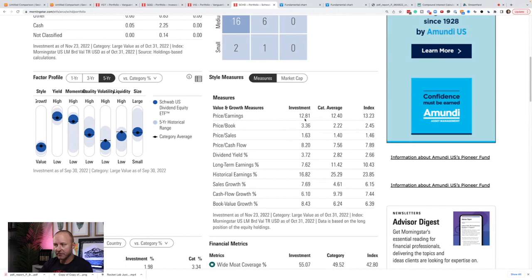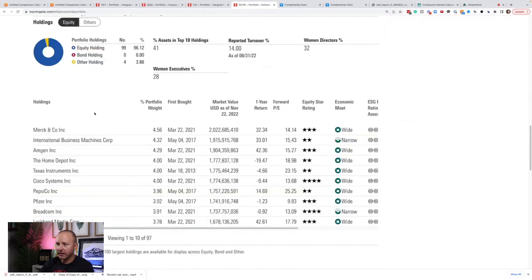SCHD. This is where you could see SCHD trades at a much, much greater discount or lower multiple of 12 than VIG does. Okay, and then looking at the top 10, you've got Merck at 4.5%, IBM at 4.3%, Amgen at 4%, The Home Depot, Texas Instruments, Cisco Systems, Pepsi, Pfizer, Broadcom, and Lockheed Martin.